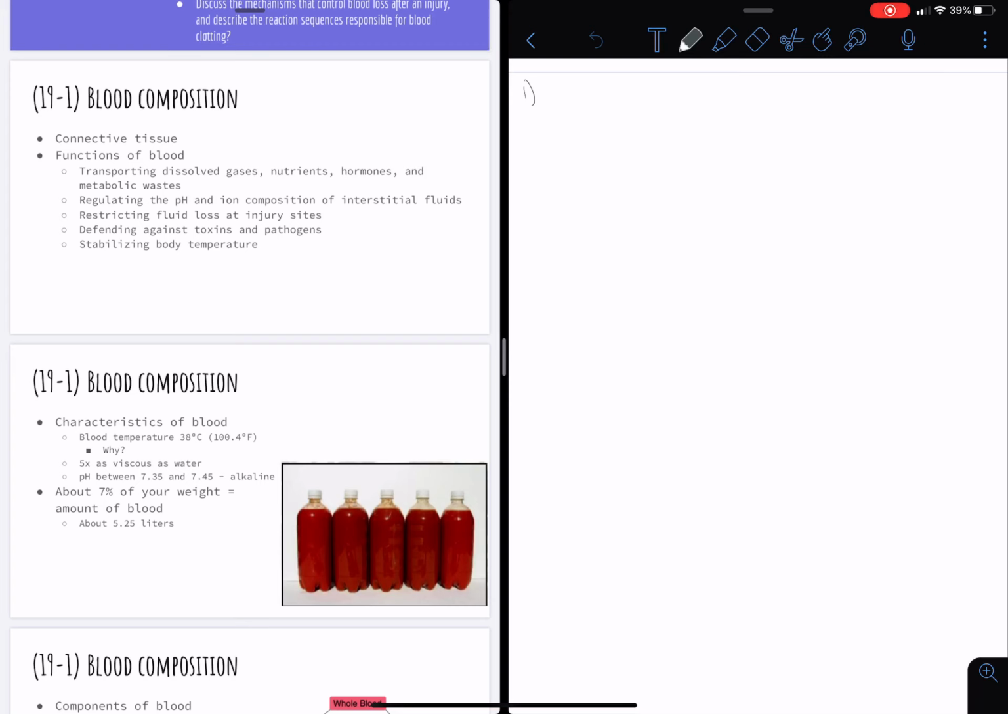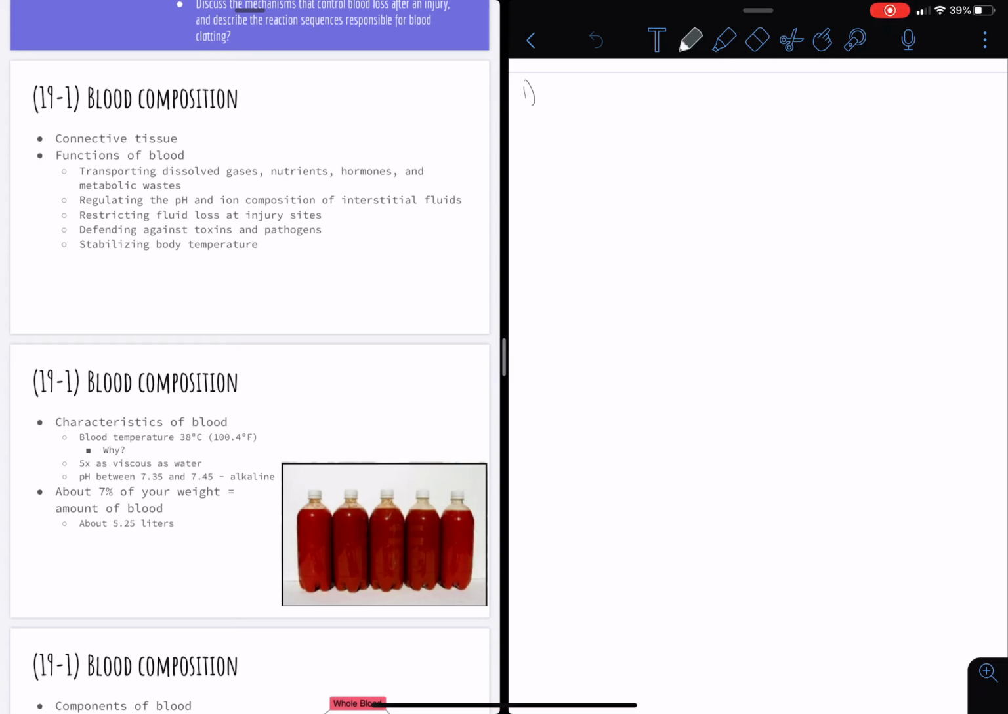Blood itself is actually considered a connective tissue. You might think, oh, it's just blood, whatever. You wouldn't consider it necessarily an actual tissue, but it's actually considered a type of tissue. And the functions of blood include transporting dissolved gases, nutrients, hormones, and metabolic wastes.